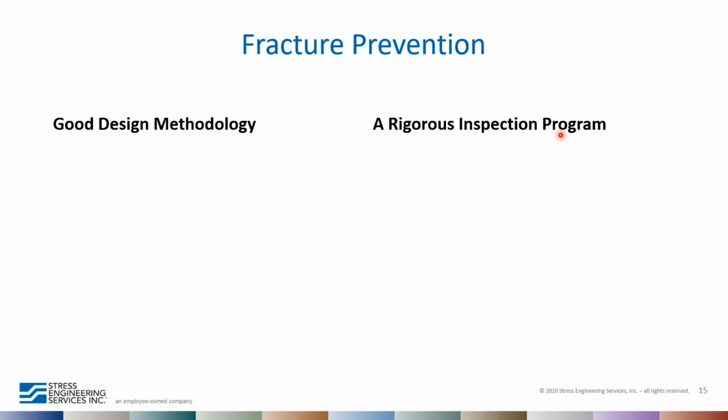Okay, so as engineers, in trying to think about preventing fractures, there are two tools that we can use to try to prevent them. One of them is good design methodology, reflecting a good understanding of the problem. And then secondly, rigorous inspection. Some of those previous failures we talked about really showed a lapse in an inspection program.